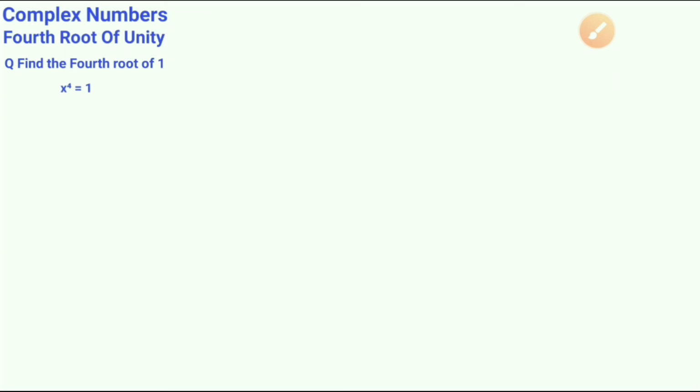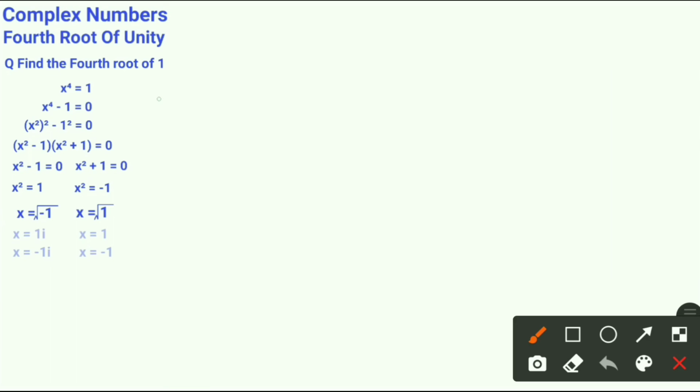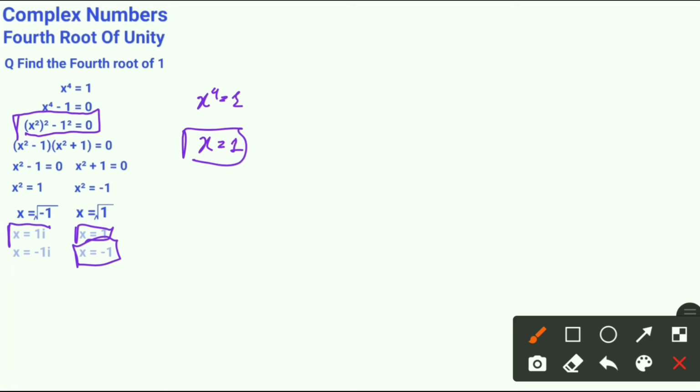Fourth roots of unity. Find the fourth roots of 1. x to the power 4 is equal to 1. So one thing for sure, x to the power 4 is 1, so x is equal to 1. This is one root. Now we need to find the other three roots: minus 1, plus iota, and minus iota. So these are the four roots.